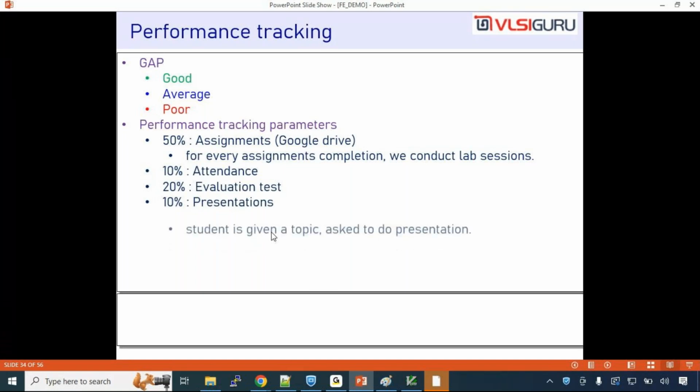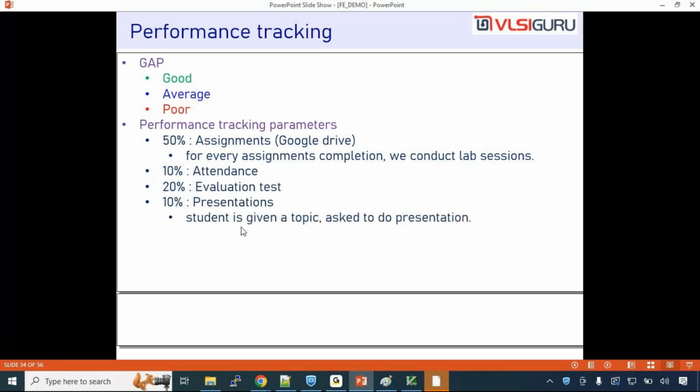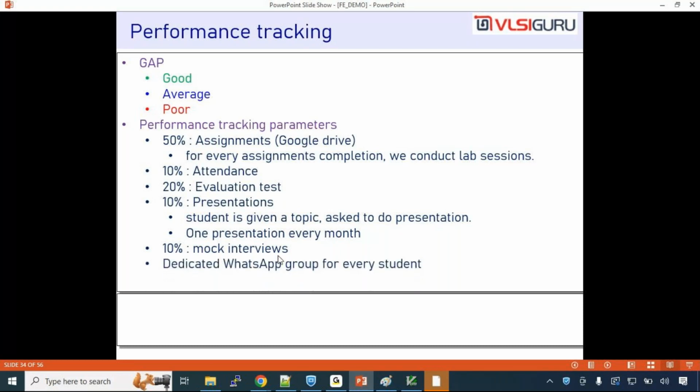10% is for presentations. During presentation, you are given a topic, and you are asked to do the presentation. One presentation every month will be there. Other than that, a mock interview will be there every month, half an hour to 1 hour, where the trainer will take your mock interview. They'll give you suggestions on where you have to improve. And there will be a dedicated WhatsApp group for every student where you can post your doubts and get quick support.